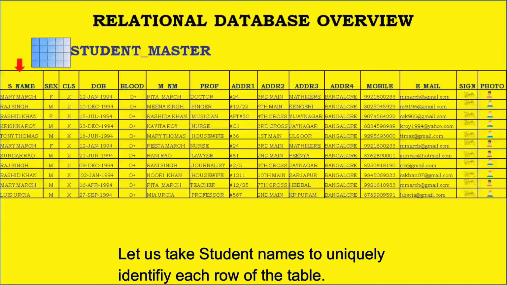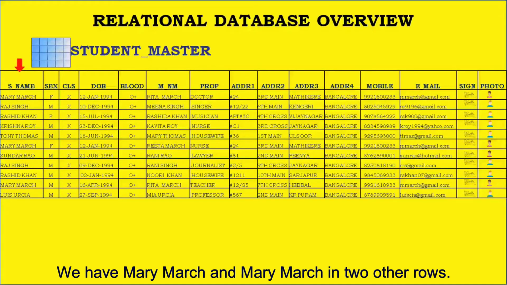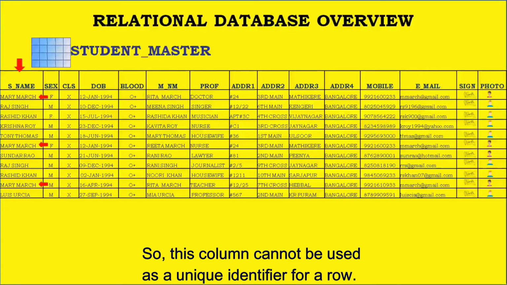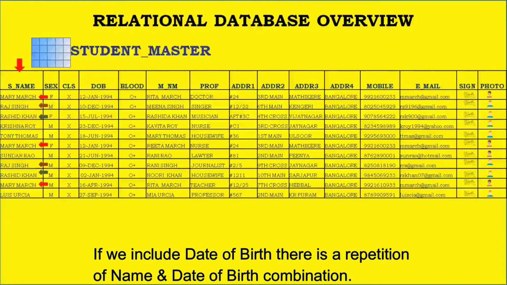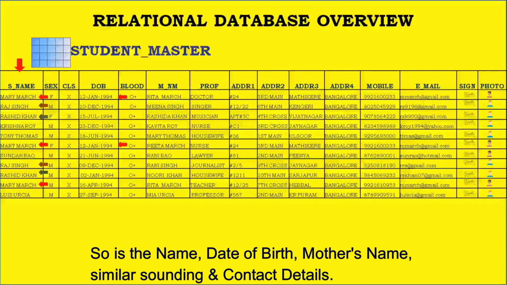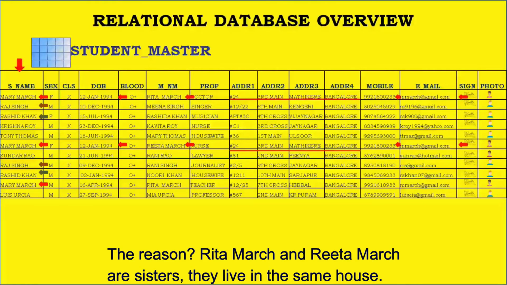Let us take student names to uniquely identify each row of the table. We have Mary March and Mary March in two other rows. So this column cannot be used as a unique identifier for a row. So is Raj Singh and Rashid Khan. We have more than one Raj Singh and Rashid Khan. If we include date of birth, there is a repetition of name and date of birth combination. So is the name, date of birth, mother's name, similar sounding, and contact details. The reason? Rita March and Rita March are sisters.